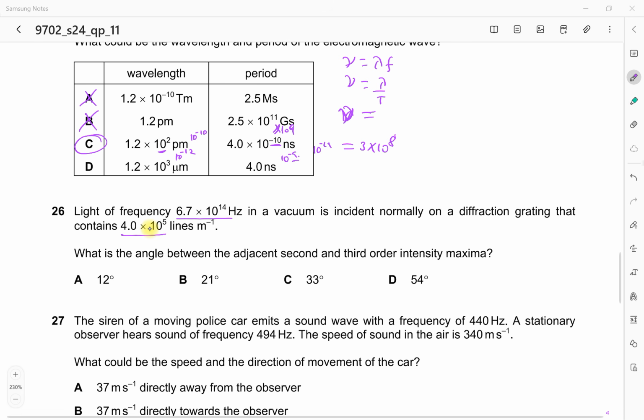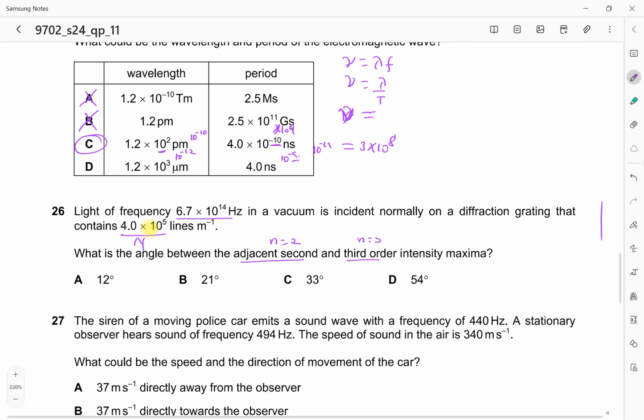Okay, so we can sketch this. Light of frequency in a vacuum is incident normal on a diffraction grating that contains 4.0 times 10 to the power of 5 lines per meter. So this is capital N. What is the angle between the adjacent second, that is when n is equal to 2, and the third when n is equal to 3?